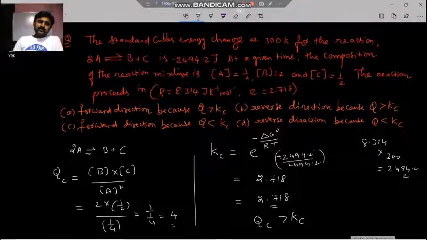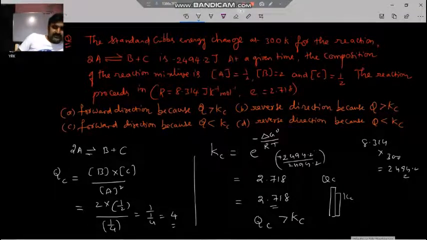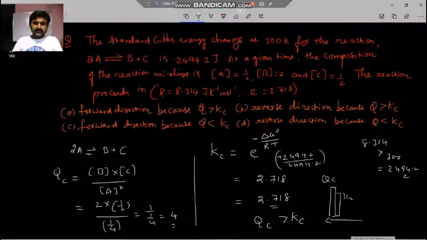When Qc is greater than Kc, at that time what will happen? We will have the reverse direction of the reaction. So the reverse direction of the reaction, and Qc is greater than Kc. B option is the right option for this question.